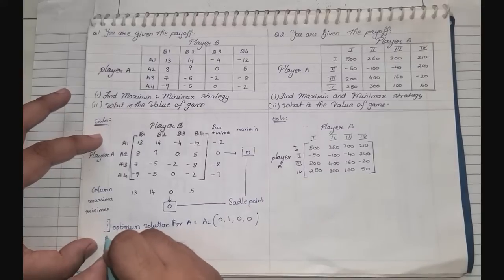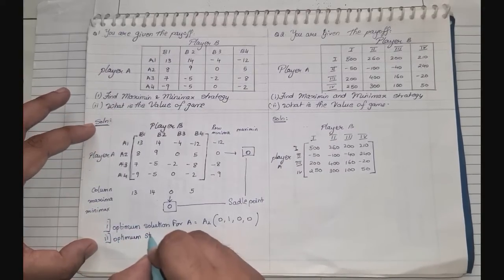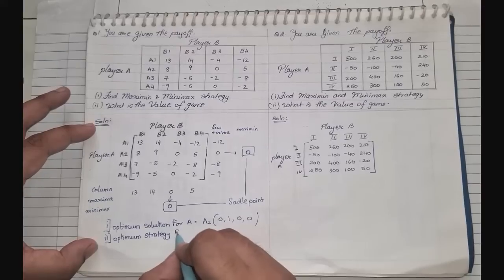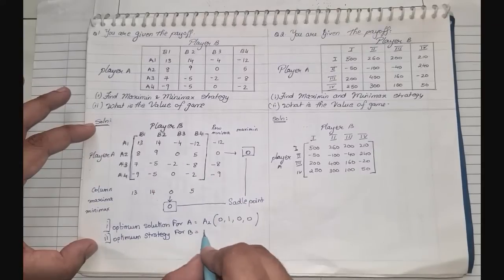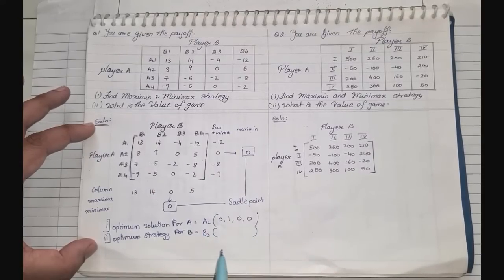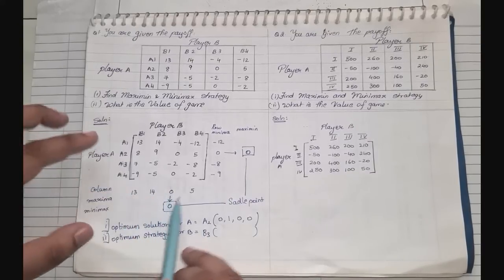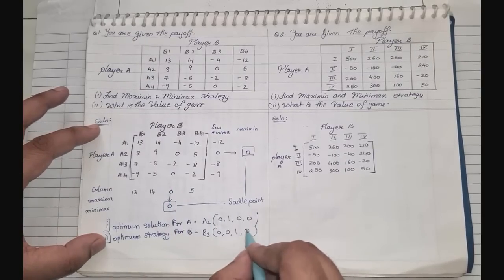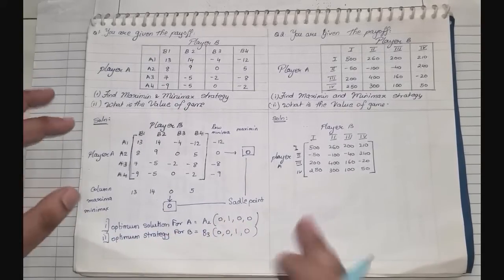Same way, we'll have to find the optimal strategy. Solution or strategy, any word you can use there, but it will be better if you use the word strategy. For B, the third value was selected, so it is called B3. And the strategy will be: first one was not selected, second is not selected, the third one is selected, and the last is also not selected, so it will be 0, 0, 1, 0. And the optimum strategy for A was 0, 1, 0, 0.